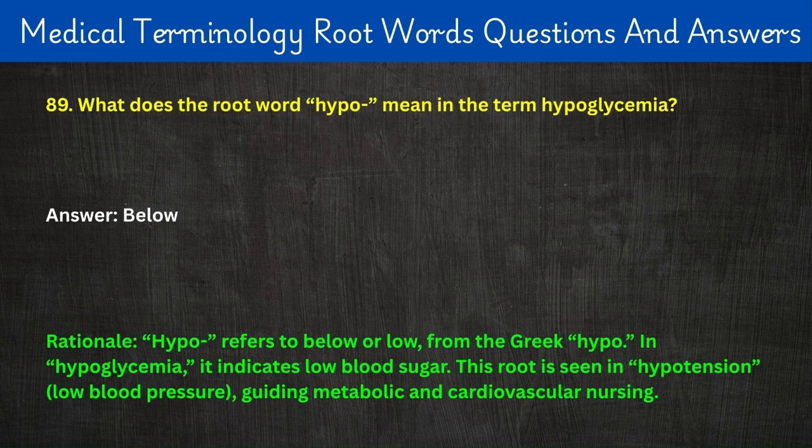89. What does the root word hypo mean in the term hypoglycemia? Answer: below. Rationale: Hypo refers to below or low, from the Greek hypo. In hypoglycemia, it indicates low blood sugar. This root is seen in hypotension, low blood pressure, guiding metabolic and cardiovascular nursing.